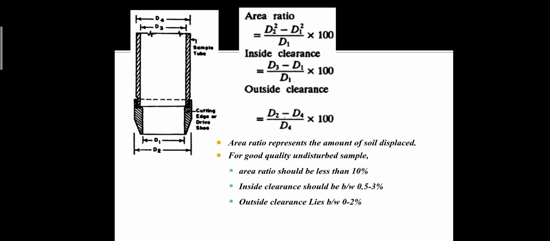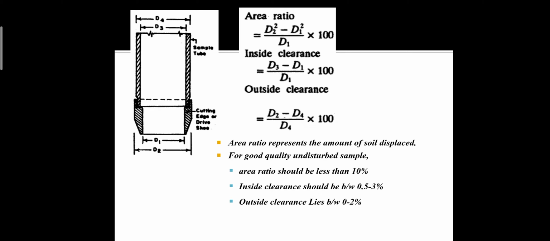Area ratio represents the amount of soil displaced for collecting very good soil samples or undisturbed soil samples. The area ratio should be less than 10%. If it is more than 10%, then obviously we can collect only disturbed samples. It is important that while choosing a sampler for collecting soil samples, we should note the area ratio, which is D2 square minus D1 square by D1 square into 100.